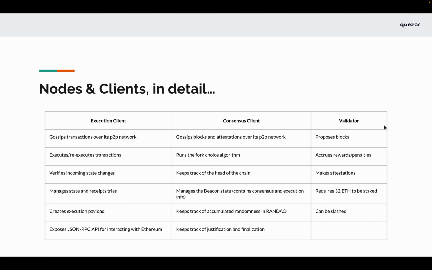Lastly, the validator client proposes blocks, accrues rewards and penalties, and makes attestations. It requires 32 ETH to be staked in order to be activated, and it can be slashed.